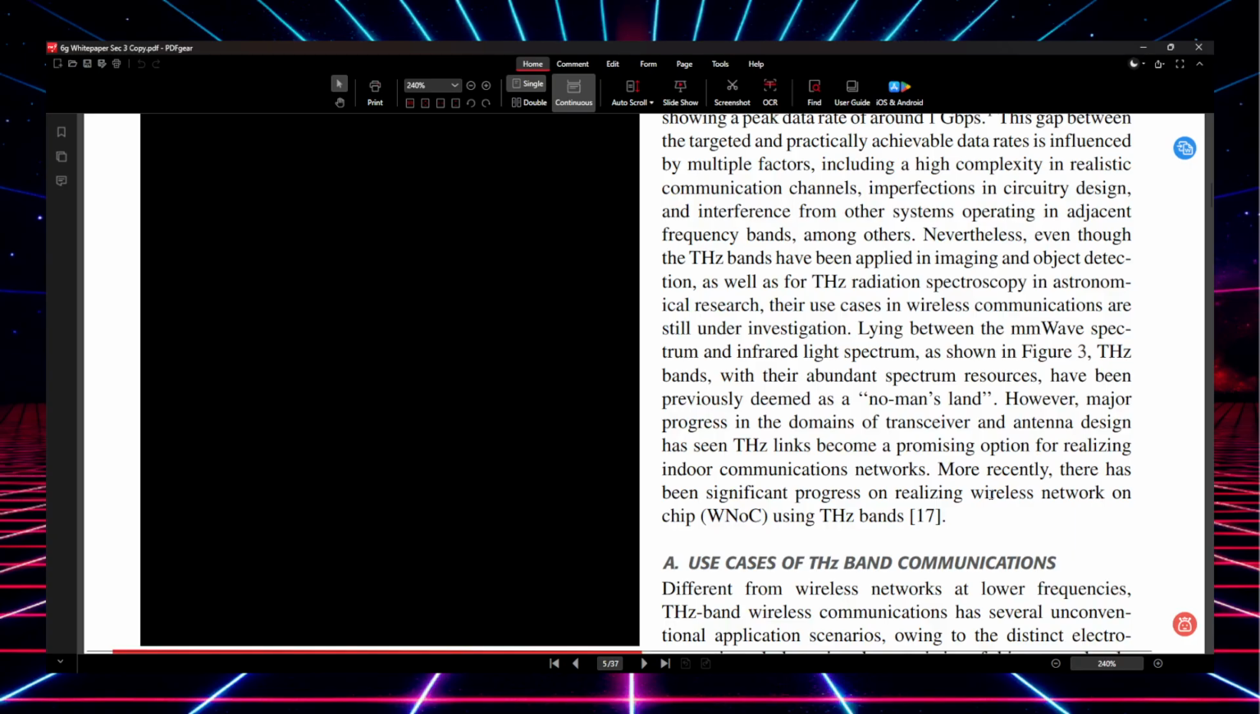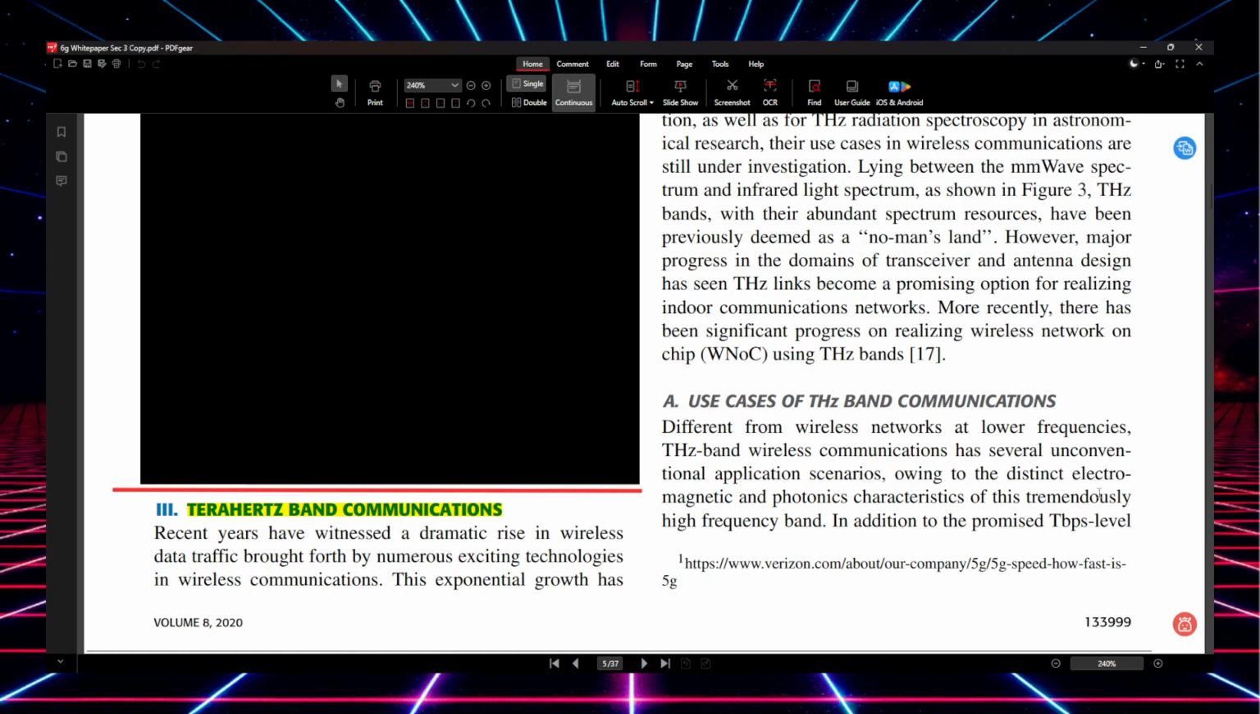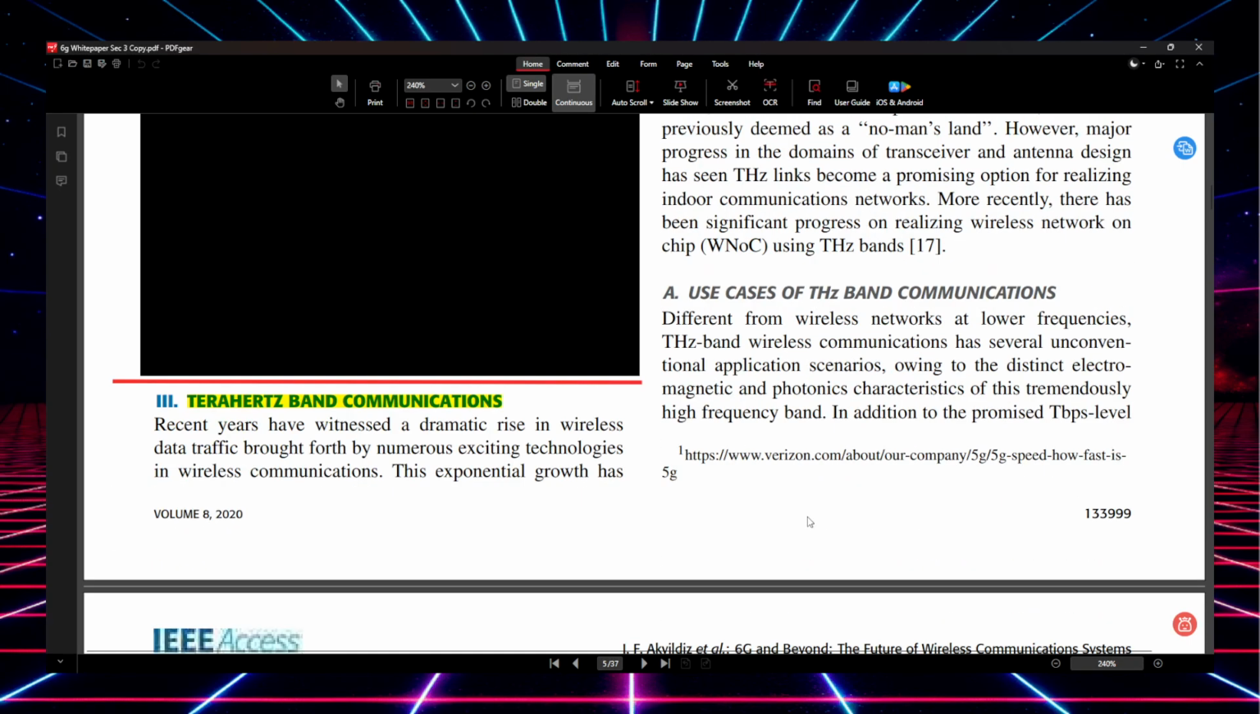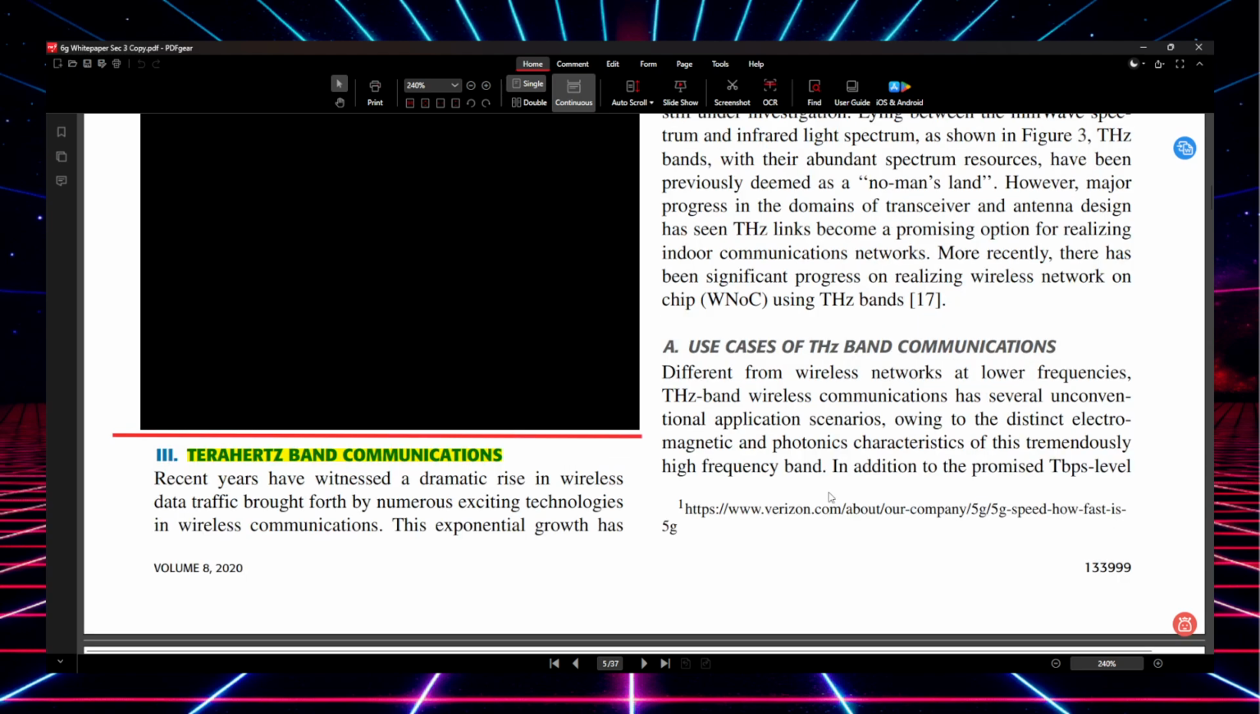More recently, there has been significant progress on realizing wireless network on chip, or WNOC, using terahertz bands. And again, remember this paper was from down in the left corner there, 2020. So almost 6 years later, you can only really imagine. So we'll get into some of the use cases.